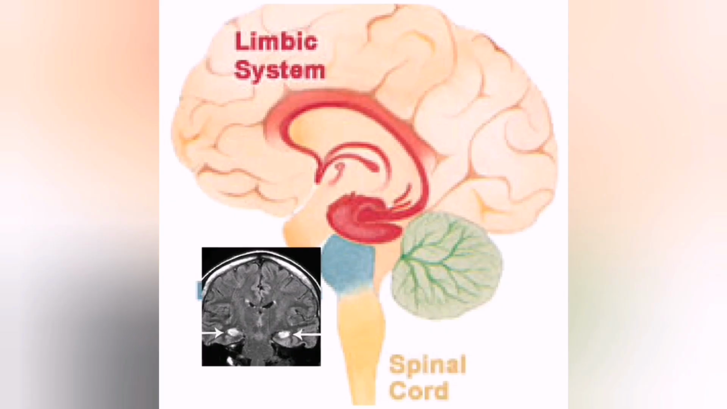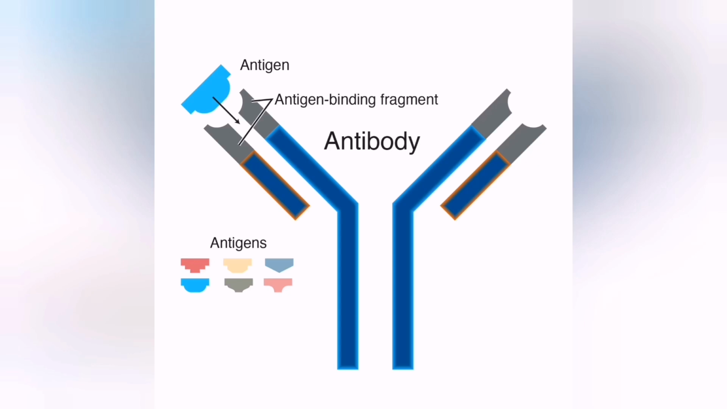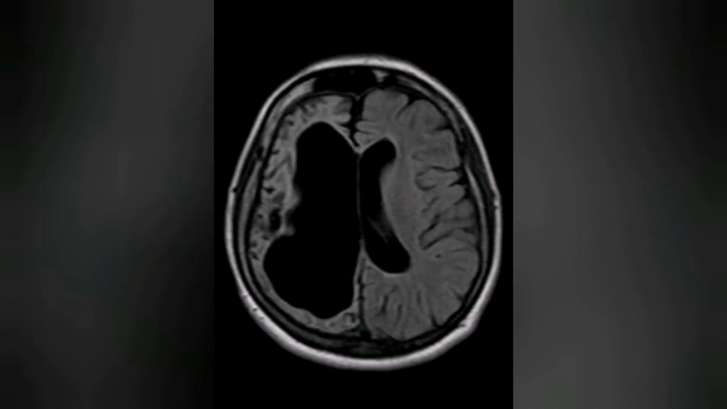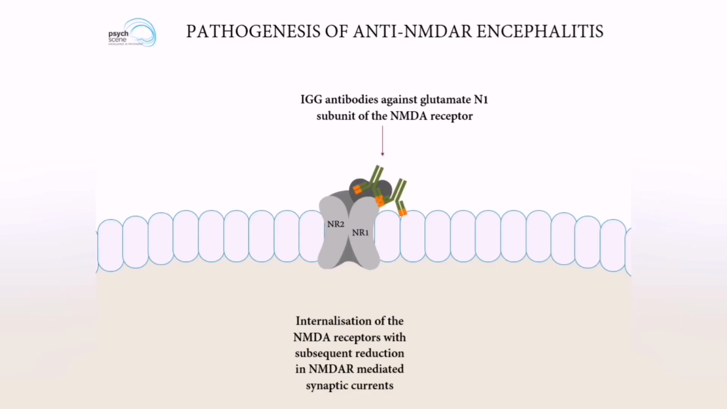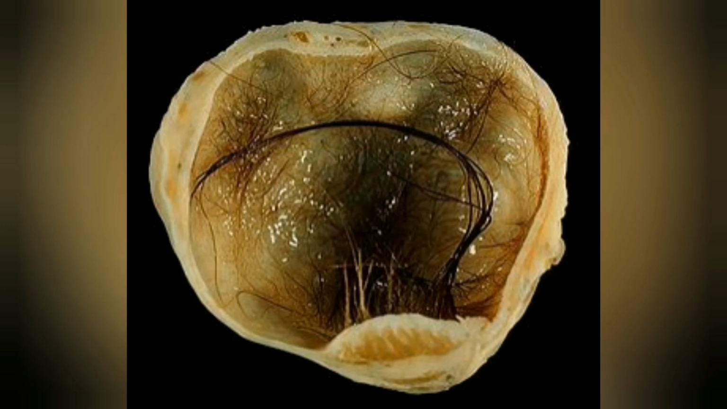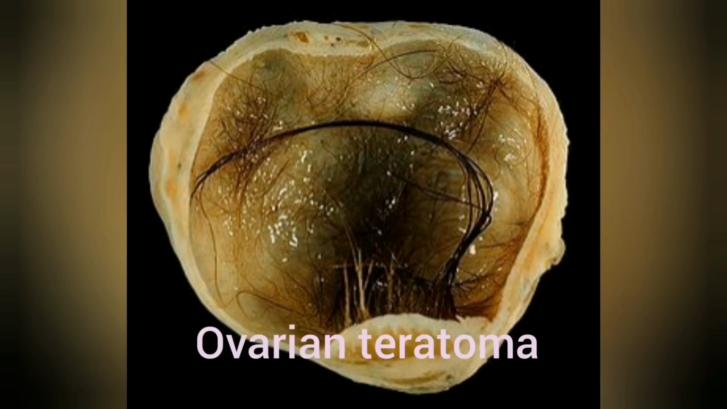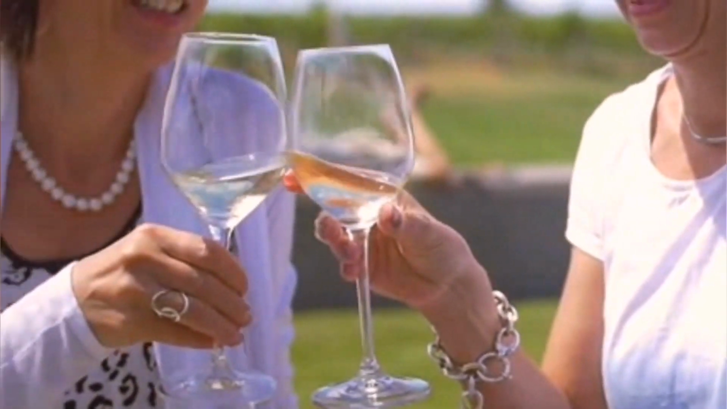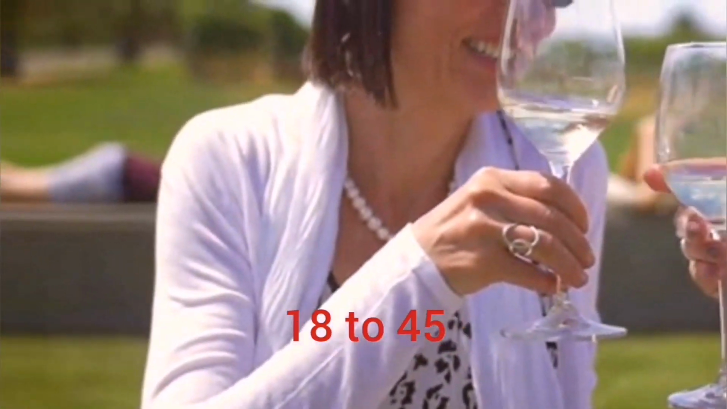Limbic encephalitis. Autoimmune encephalitis, antibody-mediated: anti-N-methyl-D-aspartate receptor encephalitis and Rasmussen encephalitis are examples of autoimmune encephalitis. Anti-NMDA receptor encephalitis is the most common autoimmune form and is accompanied by ovarian teratoma in 58% of affected women 18 to 45 years of age.